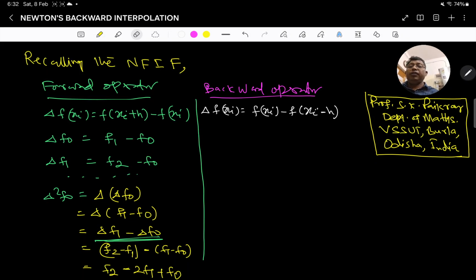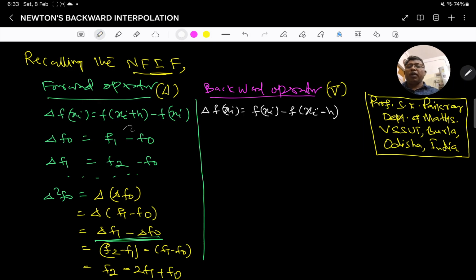Hello everyone. In this lecture, I shall discuss Newton's backward interpolation. Okay. So now if you recall the Newton forward interpolation here, we have the forward operator is delta and the backward operator is inverted delta, or sometimes we call it nabla.